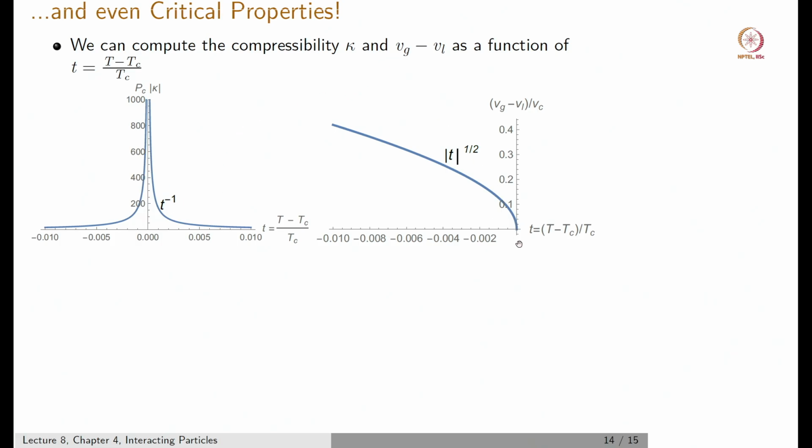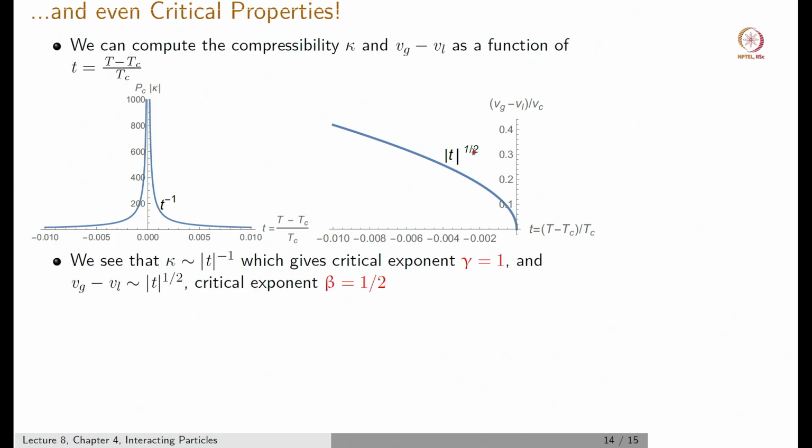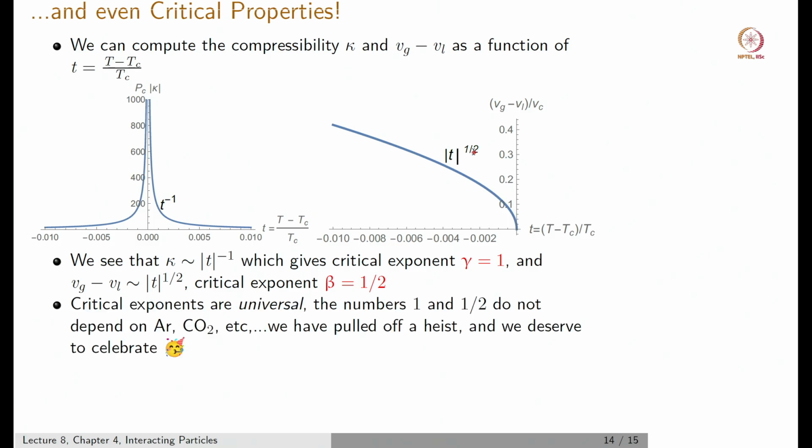And look at this quantity Vg minus Vl as I am approaching Tc from the left side, namely when T is less than Tc, I am approaching Tc from below the critical temperature. So, this little t is negative, and you see it grows starting from Tc. As you reduce temperature, it grows as the magnitude of little t to the power half. So, what we have found is that we get critical exponents gamma equal to 1 and beta equal to half, which is a fantastic result, because these numbers don't depend on argon, carbon dioxide and so on, they are universal. We have found that these numbers are the same for all gases. They don't depend on U or R0, they don't depend on any of these parameters.